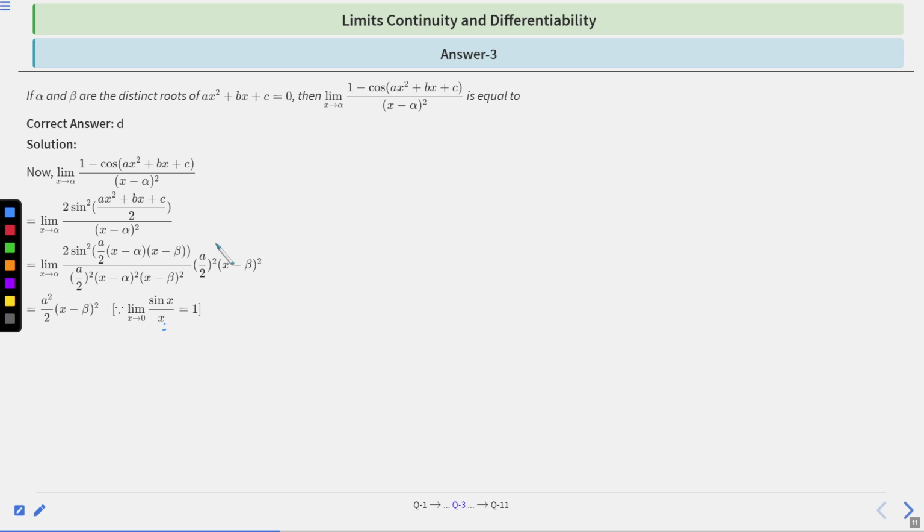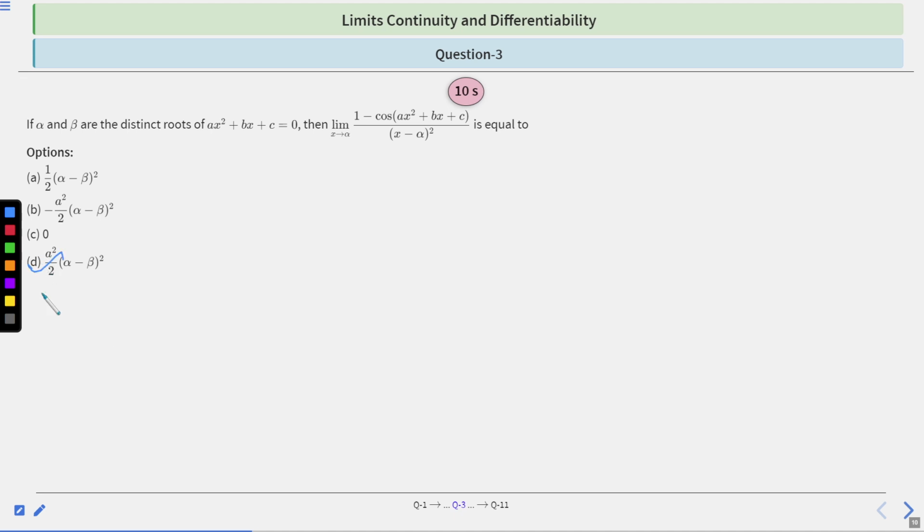So we will multiply also a by 2 square into x minus beta square. Clear? Now see, this part will be basically 1. Clear? This part will be 1. So we are left with 2 into a square by 4 into x minus beta square. So 2 into a square by 4 means a square by 2. A square by 2 into x minus beta square. Clear? So our answer is a square by 2 into x minus beta square. Clear? So I think option D is the right choice. Okay.